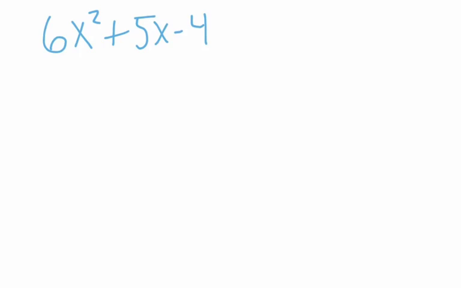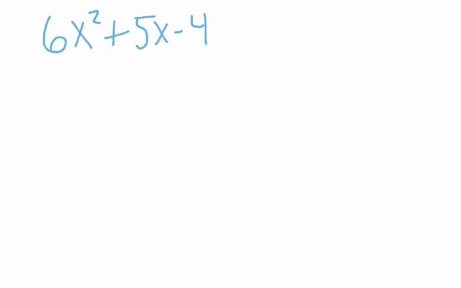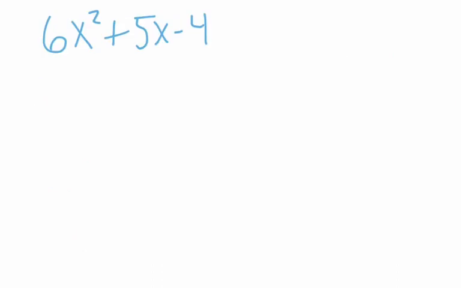So once you determine that there is no common factor, then you check to see if it's a special case. Now we've only covered the difference of squares. So at this point, you just check to see if it's the difference of squares. Well, I see a plus sign and that's not a difference, so we'll toss that one out. And that means we bump down to this, which is factor the trinomial, use slide and divide if needed.